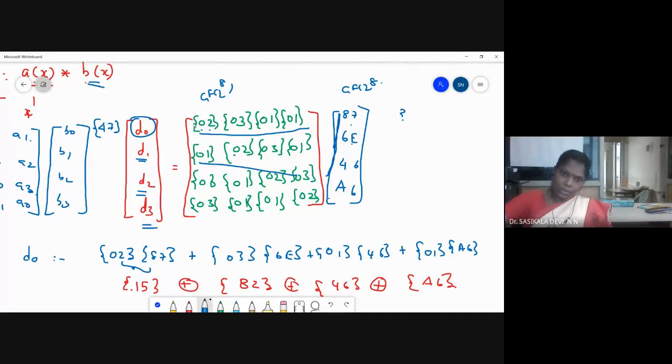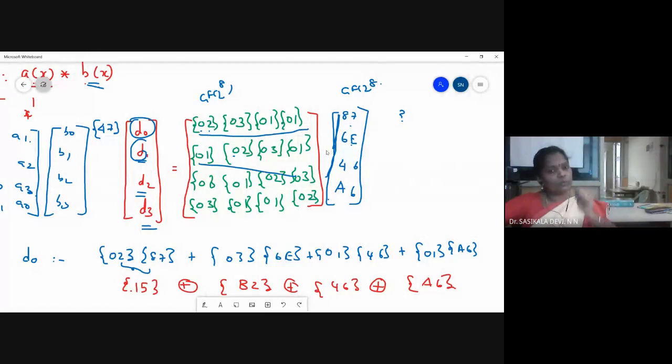Can you solve the remaining elements? Can you find D1, D2, D3? When you come for tomorrow's class, complete this entire matrix. This is one column. Complete the same operation for the second, third and fourth columns. This is actually the mix column operation. Tomorrow we are going to discuss the inverse mix column operation, where we recover this column from the transformed column. Complete this and find the answer. Apply the same principle to each and every column and come with a transformed state.